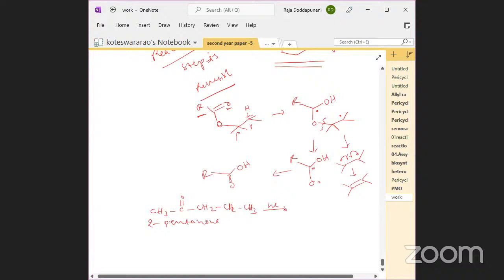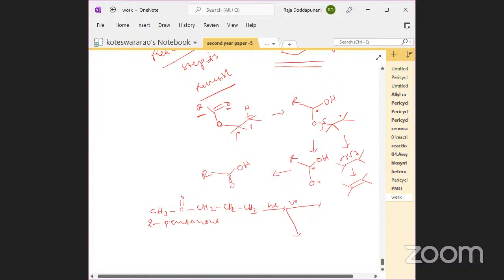We can get the Norrish type 1 products and Norrish type 2 products. That depends on the conditions. Type 2 reaction always predominates in solution condition. This is the important thing you need to remember, that Norrish type 2 cleavage produces the products under solution phase reaction. In the vapor state reaction, that means higher temperature in the vapor condition, Norrish type 1 cleavage will be predominant.